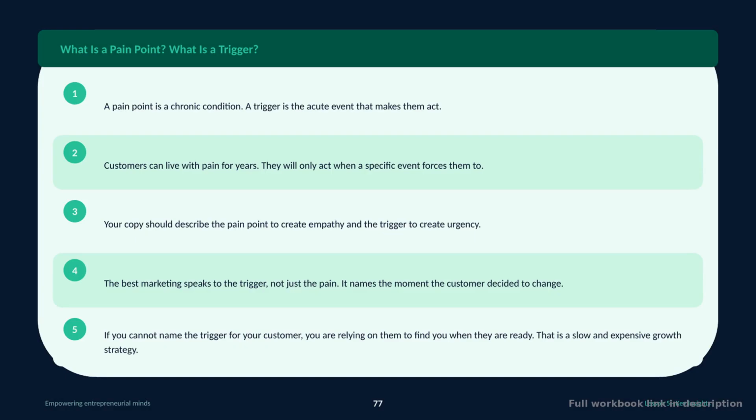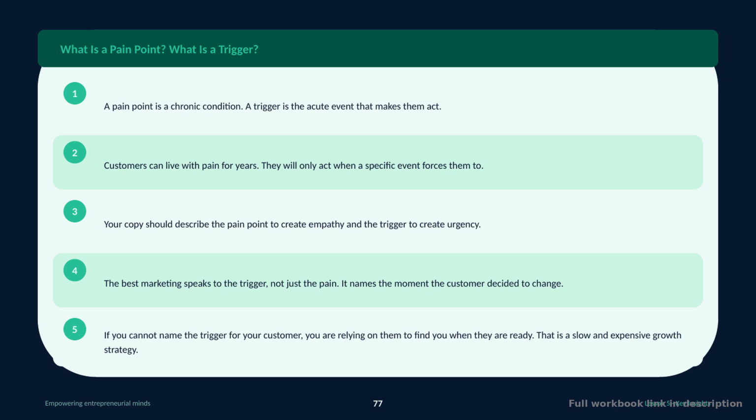First, a pain point is a chronic condition. A trigger is the acute event that makes them act. Second, customers can live with pain for years. They will only act when a specific event forces them to. Third, your copy should describe the pain point to create empathy and the trigger to create urgency. Fourth, the best marketing speaks to the trigger, not just the pain. It names the moment the customer decided to change.